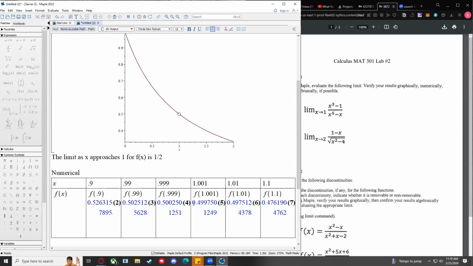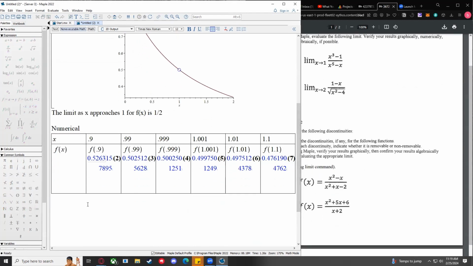The thing that we want to know is, as we come to the center from both sides, what number are we approaching from both sides? And this here confirms that the limit as x approaches 1 for f of x is 1 over 2. So any questions on our numerical approach?